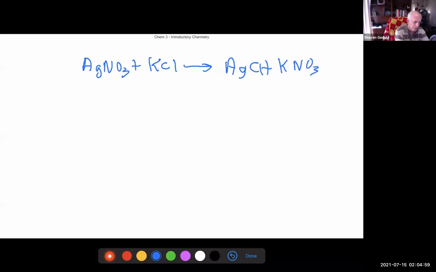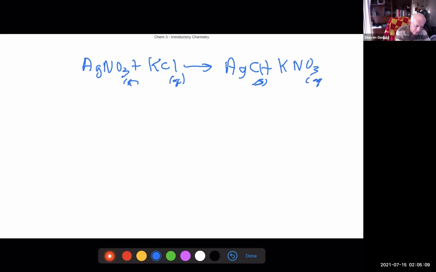These are all aqueous solutions, AQ, AQ. This is a solid, that's an S. And this is aqueous. All right, that's your molecular formula. Remember, I want you to be able to write three types of equations: your molecular equation, the total ionic equation, and the net ionic equation. Make sure your equation is balanced: one silver, one NO3, one potassium, one chlorine. So it's balanced.